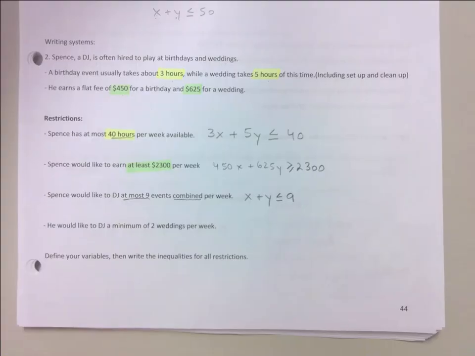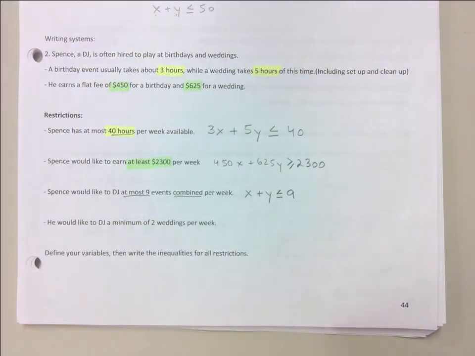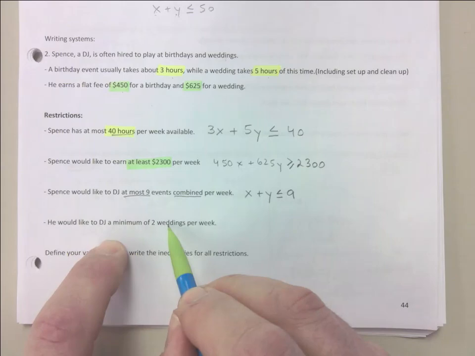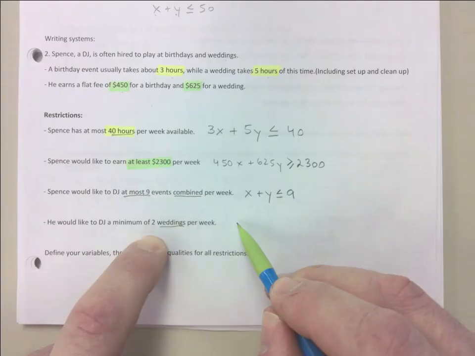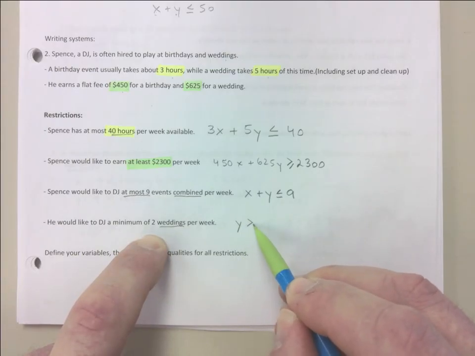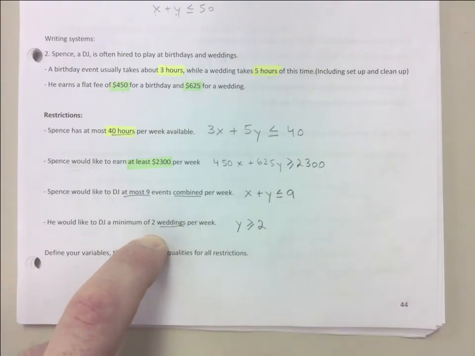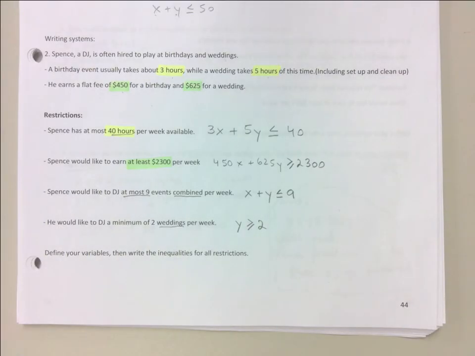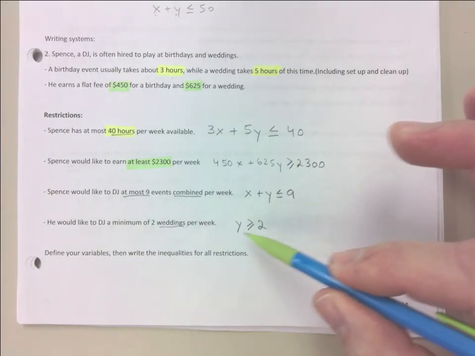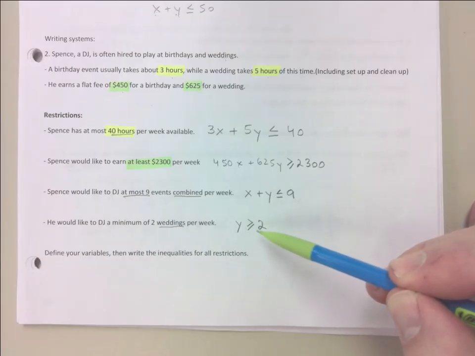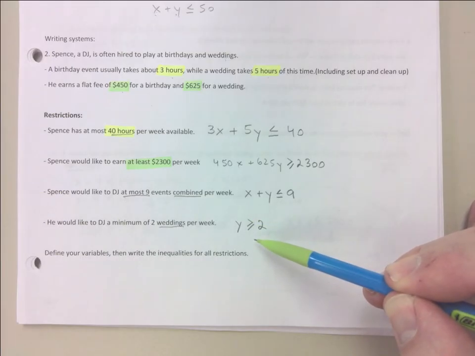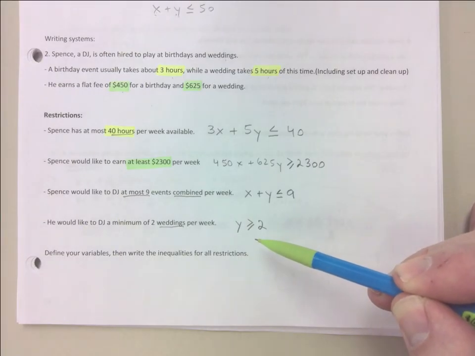He would like to DJ a minimum of 2 weddings per week, specifically weddings only, right? So my wedding variable is y, that's what I've determined, and that has to be greater than or equal to 2. So this is specifically just to one variable. What kind of a boundary line would this be if it's y and a number? Vertical or horizontal? It's horizontal, right?